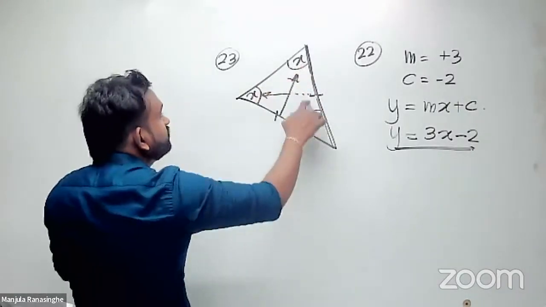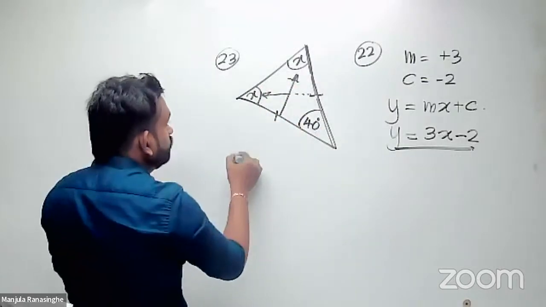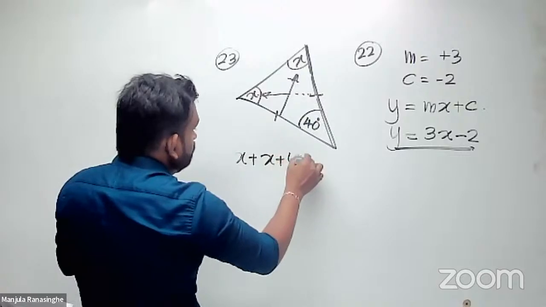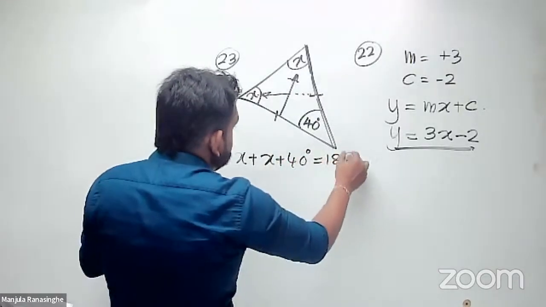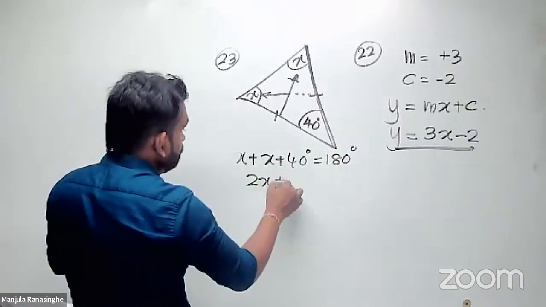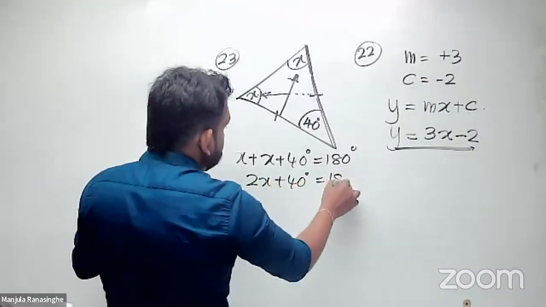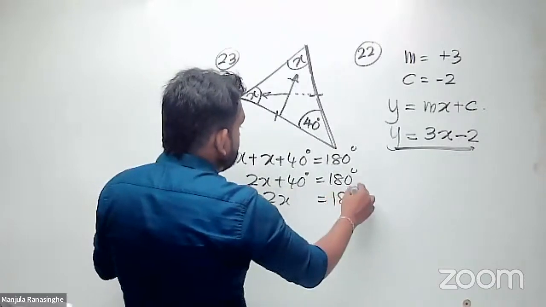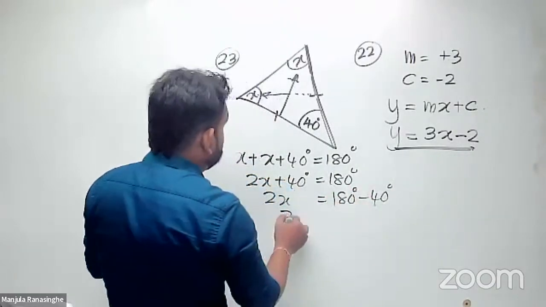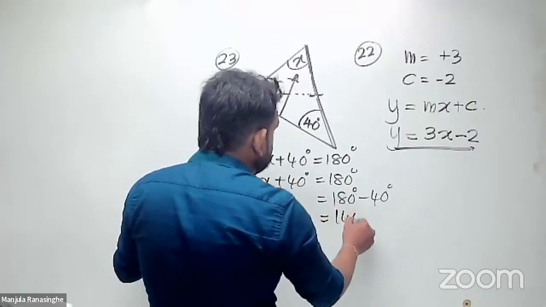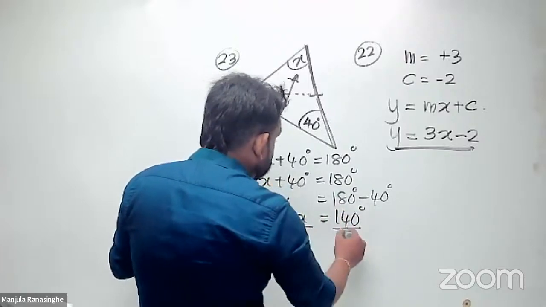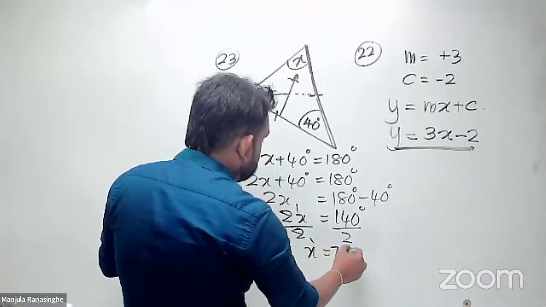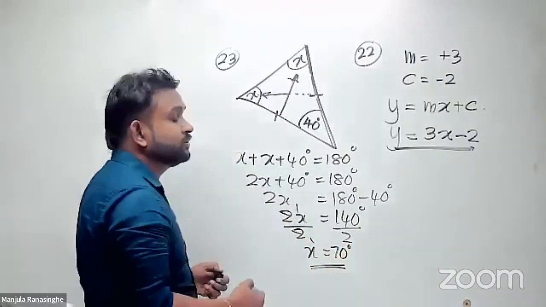Then you can see that is a triangle, so the angles add up to 180. So x plus x plus 40 adds up to 180 degrees. Then x plus x means 2x plus 40 equals 180 degrees. Then bring this 40 to the other side, so 2x equals 140 degrees. Then divide by 2 on both sides. The 2 cancels, then x equals 70 degrees. x equals 70 degrees.